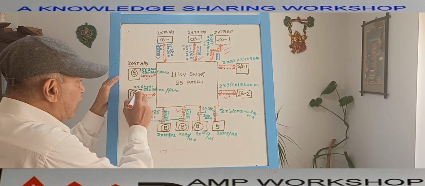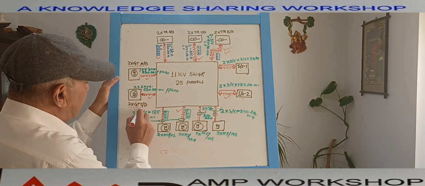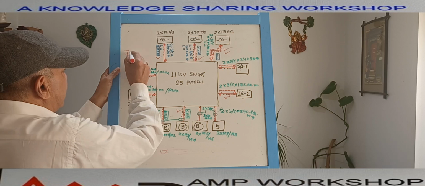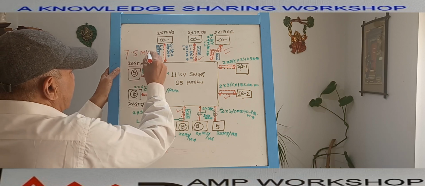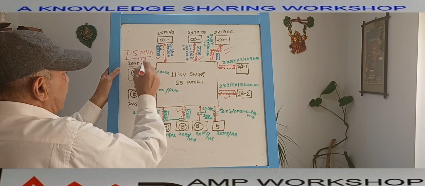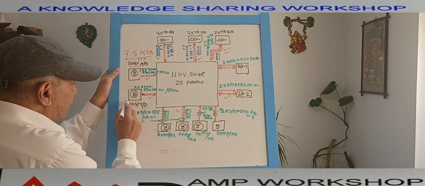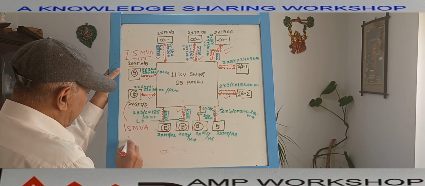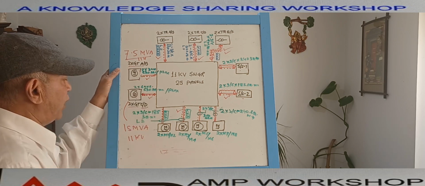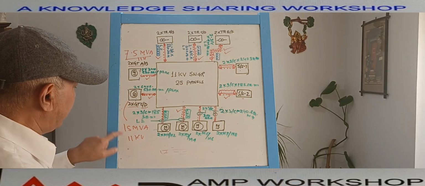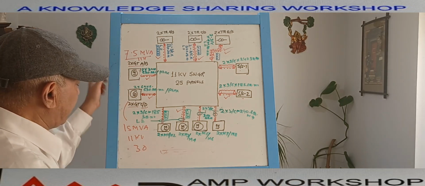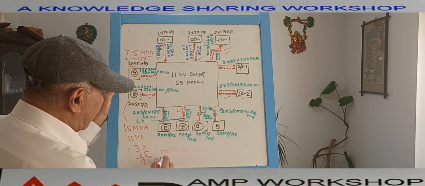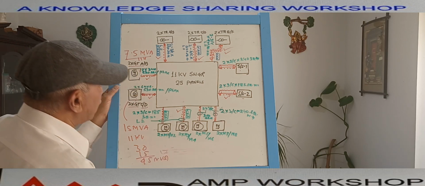Then there are another 2 generators, tagged C and D. Suppose these 2 are 7.5 MVA, 11 kV generators, and these other 2 are 15 MVA, 11 kV generators. So there are a total of 4 generators. 15 MVA, 2 in number, means 30 MVA production, and 7.5 MVA 2 in number plus that, total 45 MVA power generation we have. This power is coming to the switch gear.